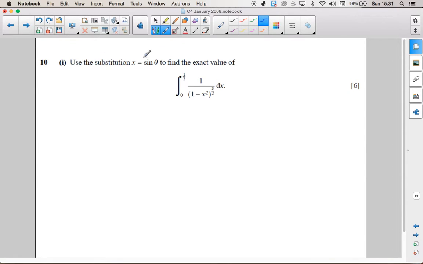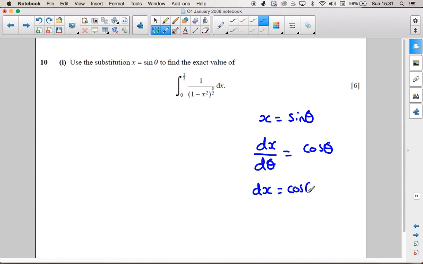Question 10 is our integration by substitution question, and it says to use that x is equal to sine theta. So if x is equal to sine theta, we're going to try and change this dx into something to do with d theta. So let's differentiate. dx by d theta is cos theta, and so dx is cos theta d theta.